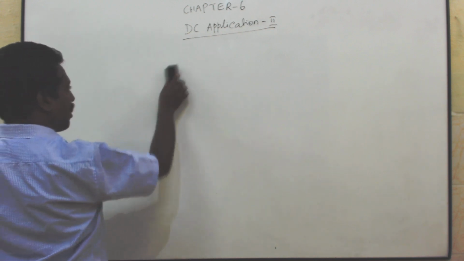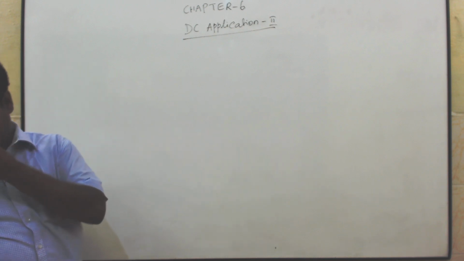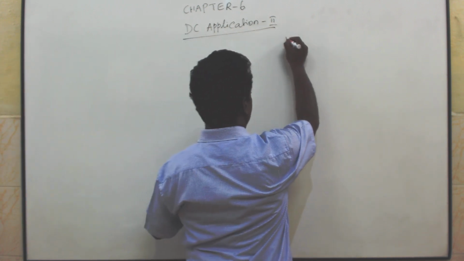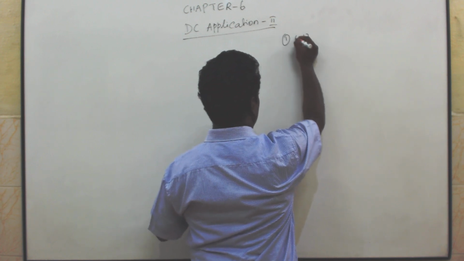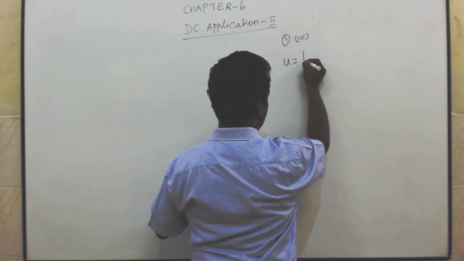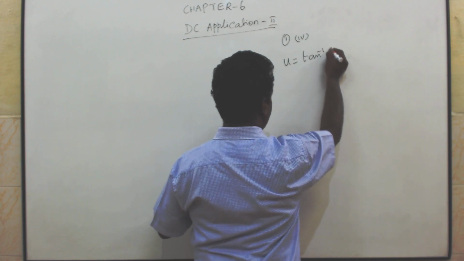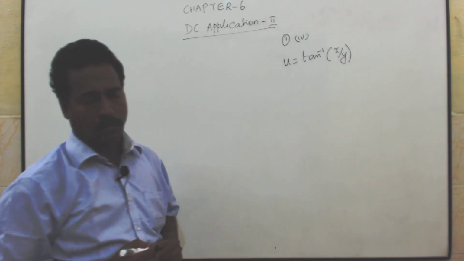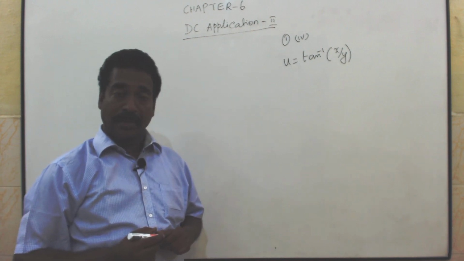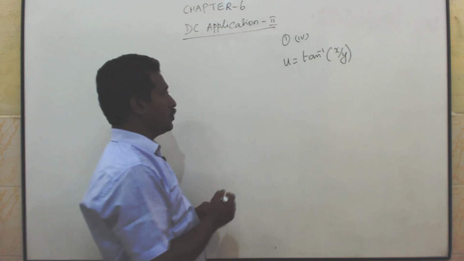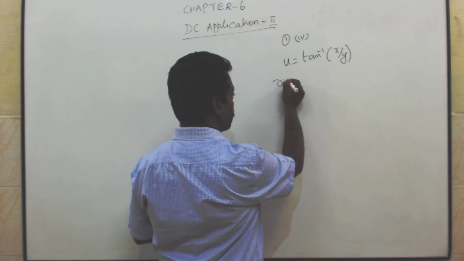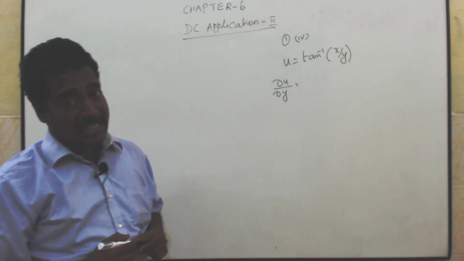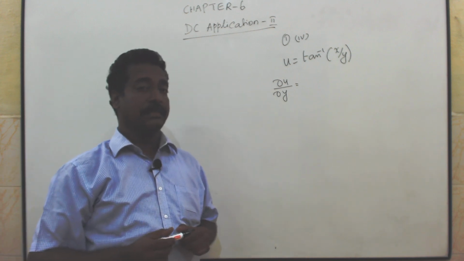In question number 1, the last question is the important one. Subdivision number 4: u equal to tan inverse of x by y. What we have to do? Find dou u by dou y first. What is the differentiation of tan inverse x?